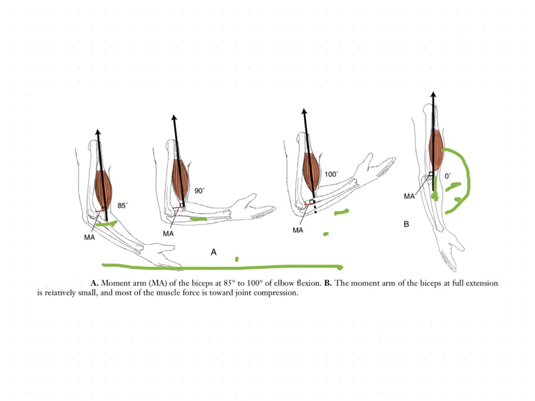When the elbow is flexed beyond 100 degrees, the translatory component of the muscle force is directed away from the elbow joint. Therefore, it acts as a distracting or dislocating force. So beyond 100 degrees of elbow flexion, the translatory force produced by the biceps is acting away from the joint, which is causing a distraction or dislocating force.